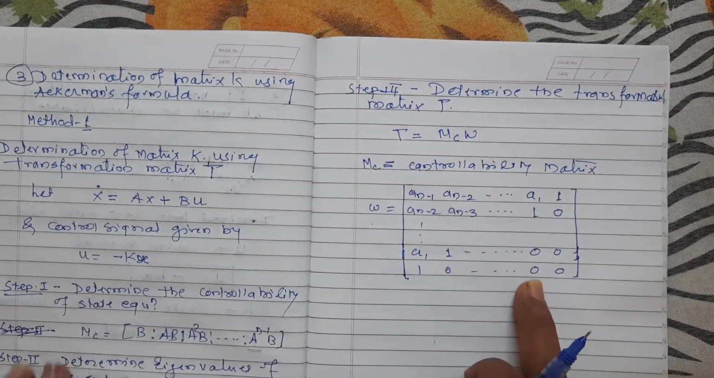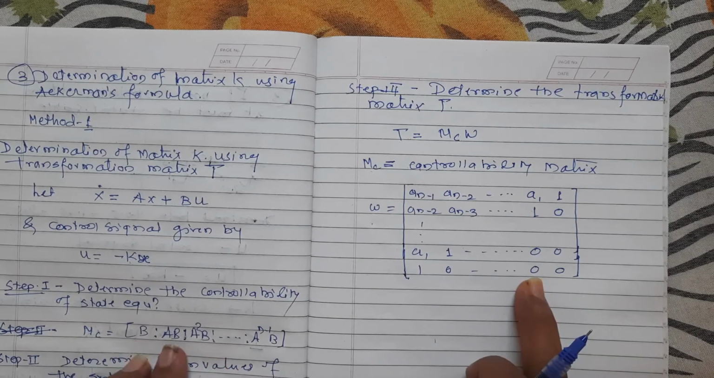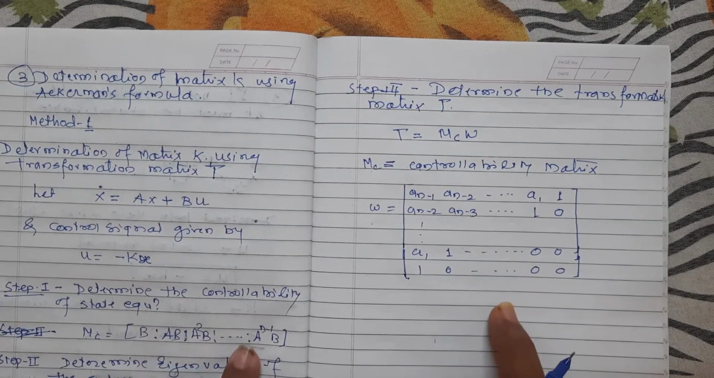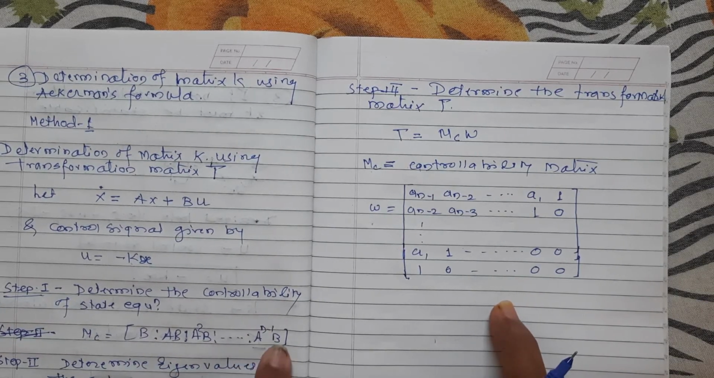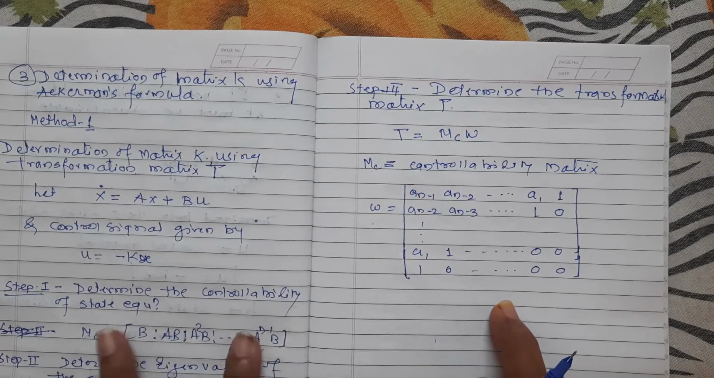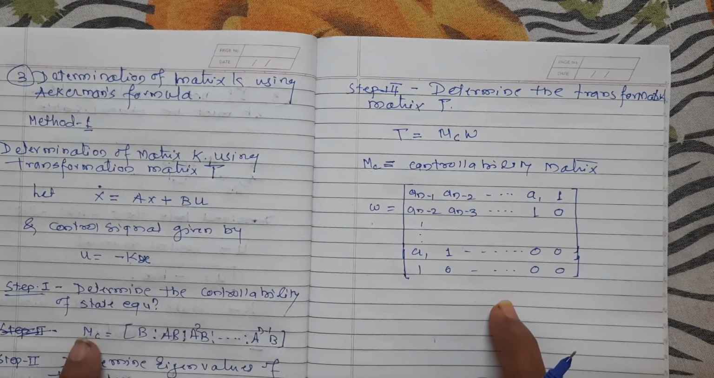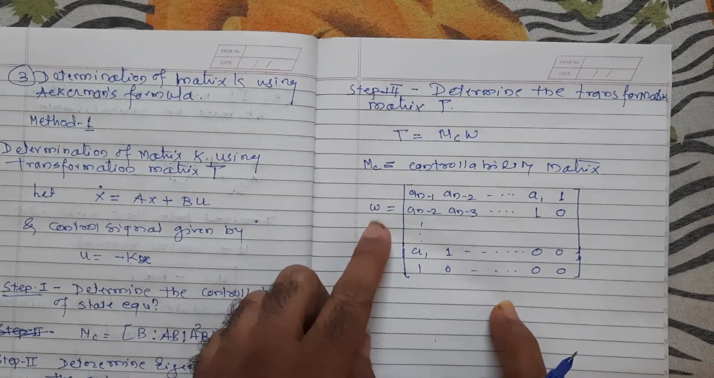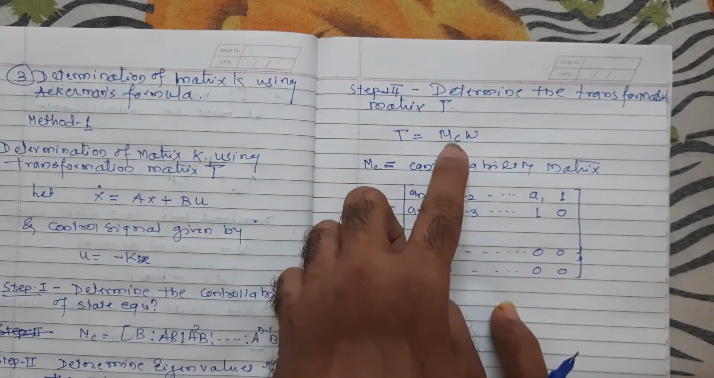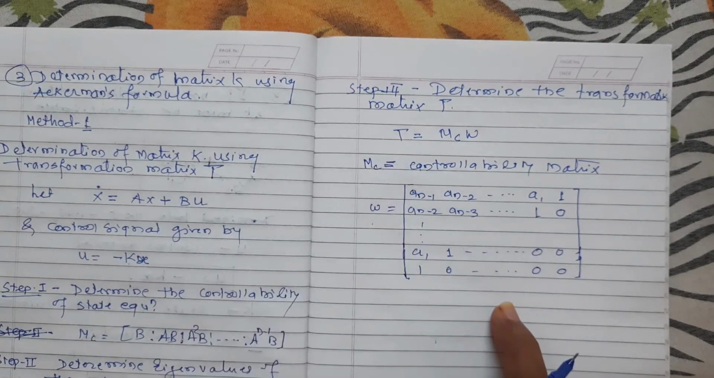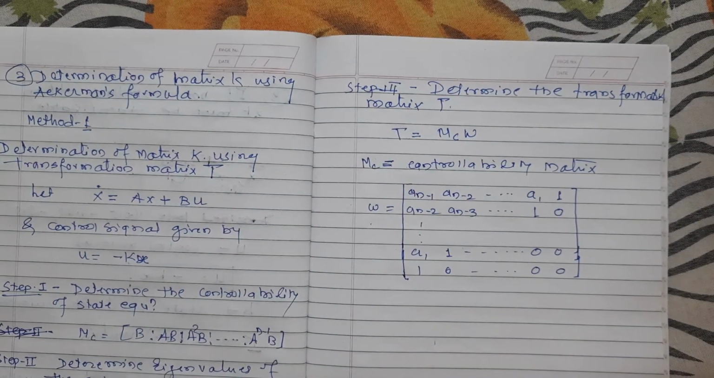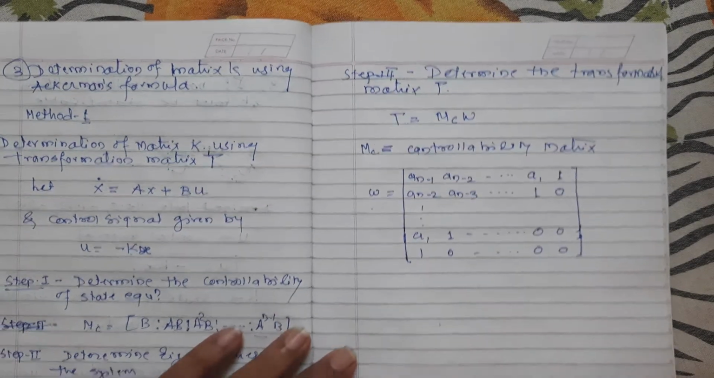Controllability matrix, that we know, is given by B, AB, A squared B, and A raised to n minus 1 multiplied by B. So we will put this value here in the controllability matrix. So we will get Mc, and we will have this W. So we will get Mc multiplied by W, and that gives us the transformation matrix T.